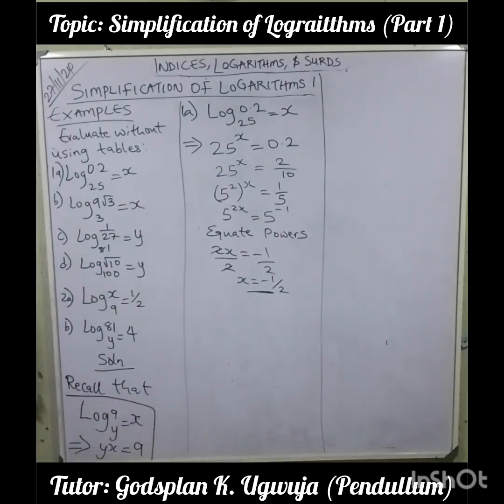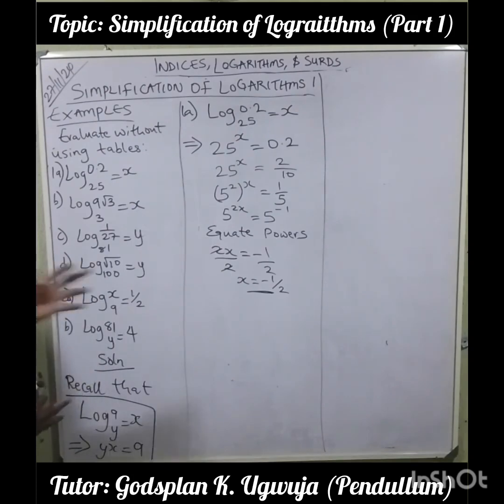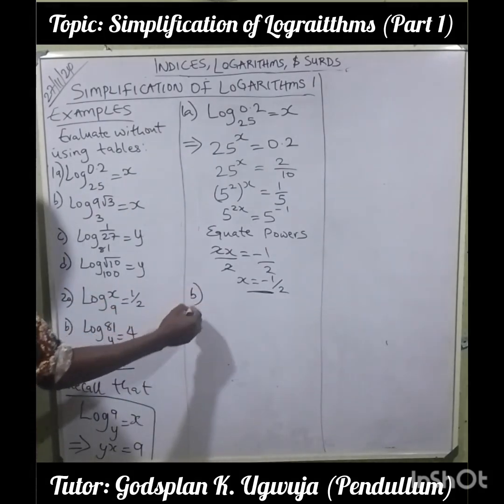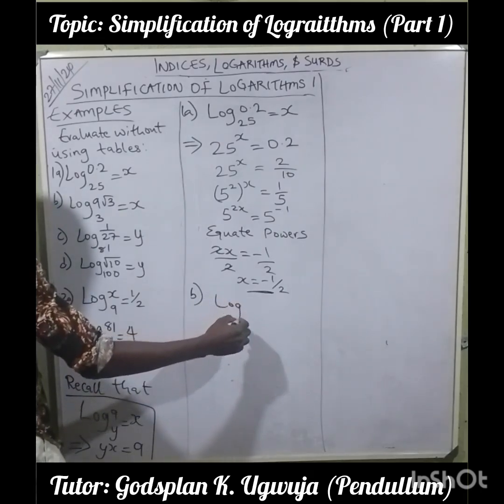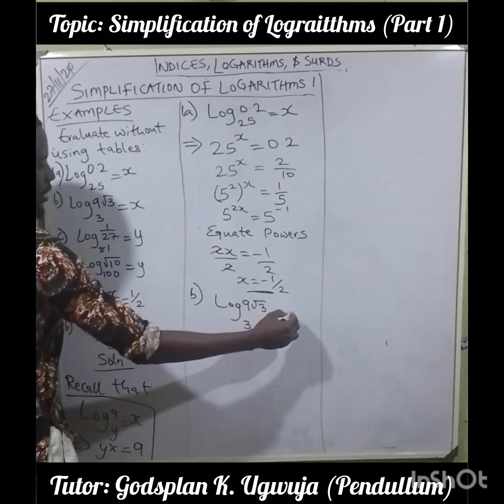So just always remember, once you are asked to resolve anything under the theory of logarithms, you're either going to apply this relationship where you convert from indices to logarithm, or you apply the power. So in this first part, simplification of logarithms part 1, we are mostly going to be converting from indices to logarithm. Then in part 2, simplification of logarithms 2, we are going to work with the laws of logarithm more. Now B gives us log 9 root 3 base 3 is equal to x.